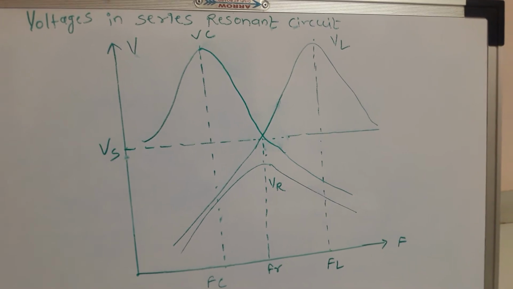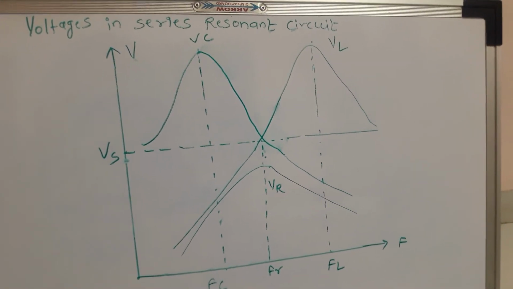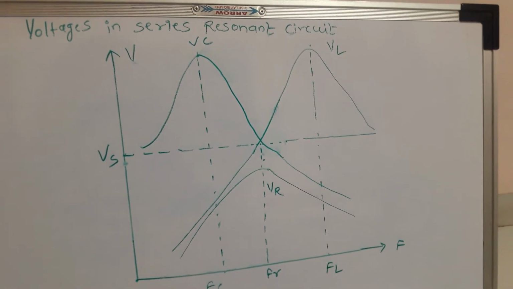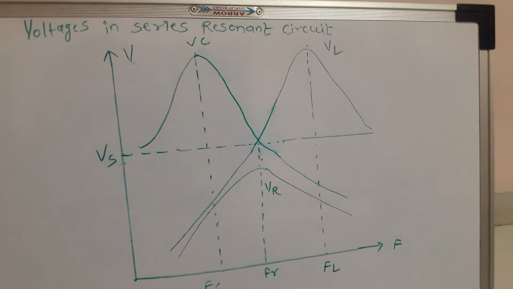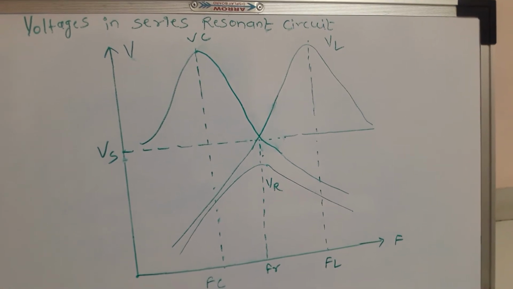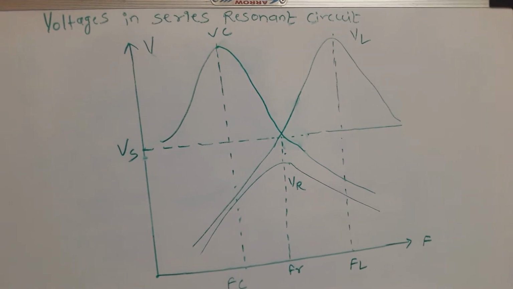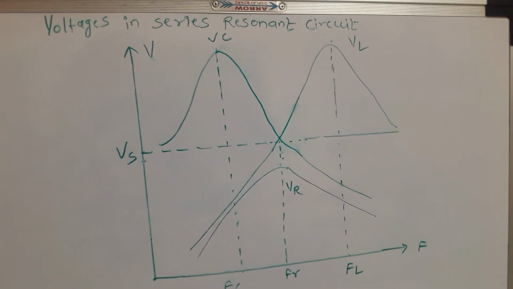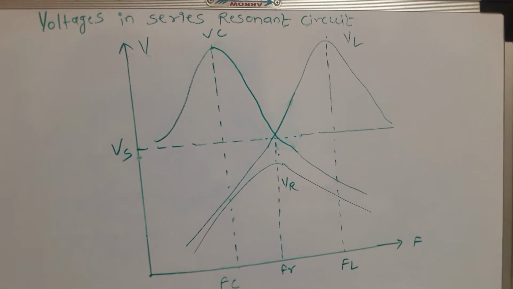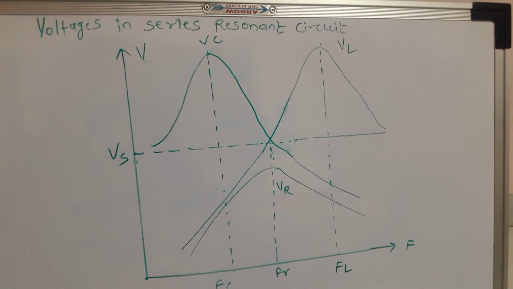As the frequency increases, Xc decreases by its formula and XL increases, causing total reactance Xc minus XL to decrease. As a result, impedance decreases and ultimately current increases. As the current increases, the drop across resistance, that is VR, also increases. Ultimately, capacitor voltage Vc and VL also increase.